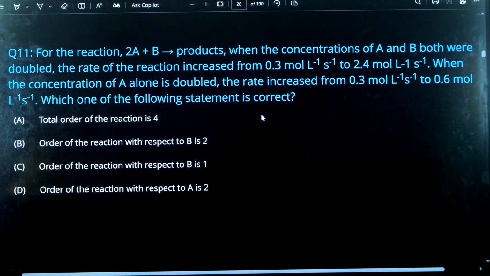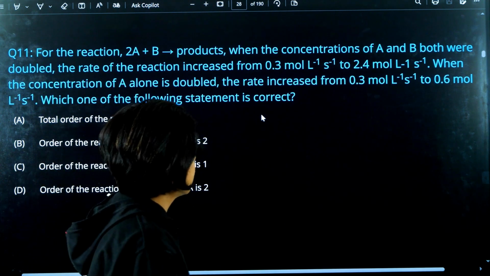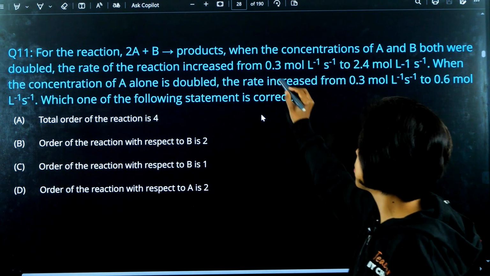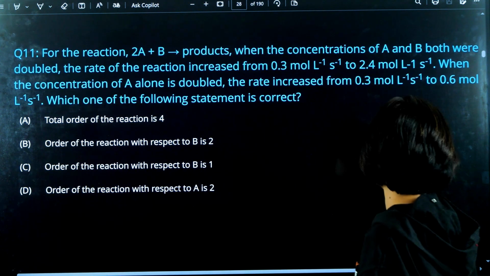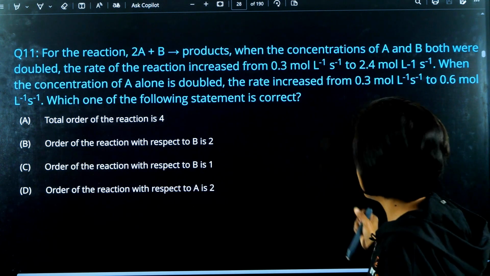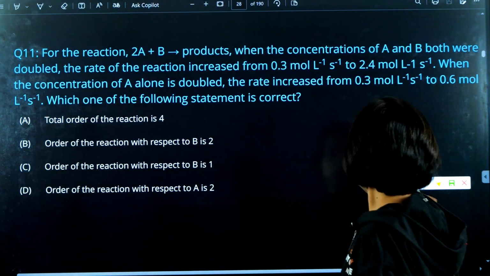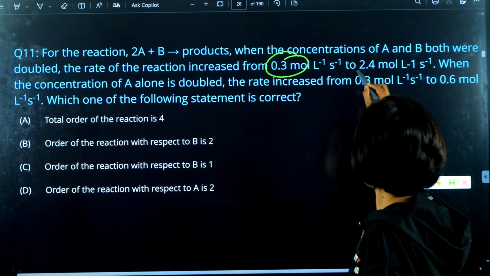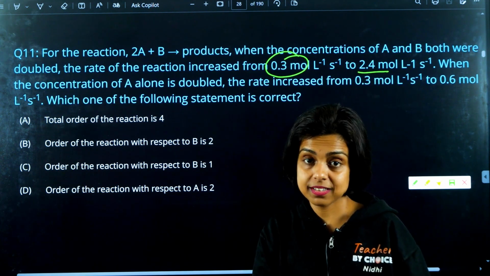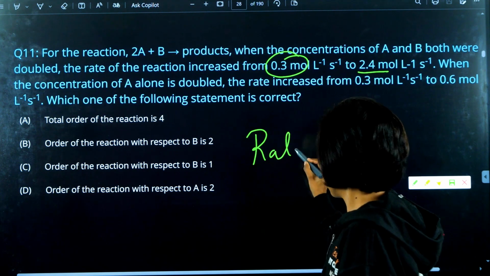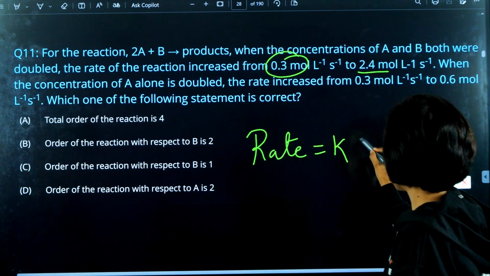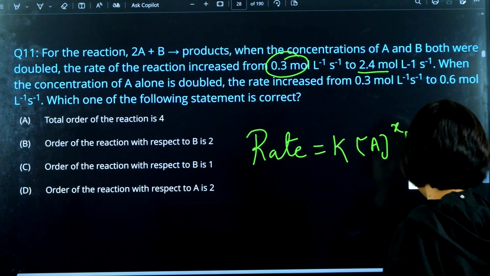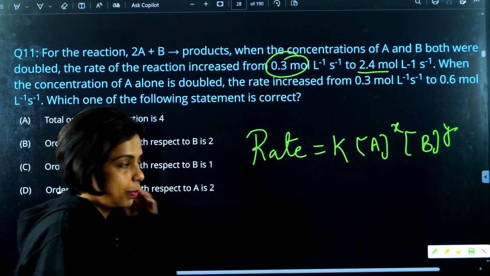Now the next question. For the reaction 2A plus B gives product, when the concentration of A and B both are doubled, the rate of reaction increased from 0.3 to 2.4. That means if you double the concentration, the rate becomes 8 times. So rate of the reaction as per the rate law is the concentration of A raised to power X and the concentration of B raised to power Y.